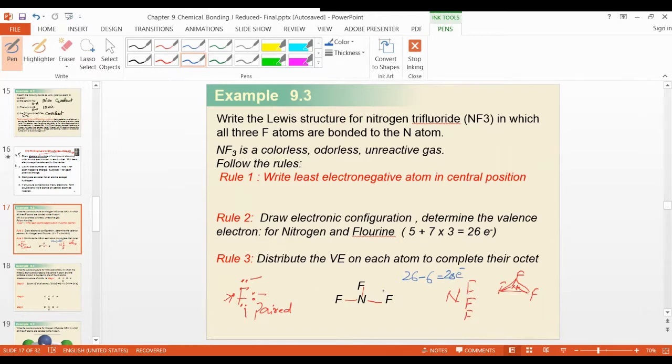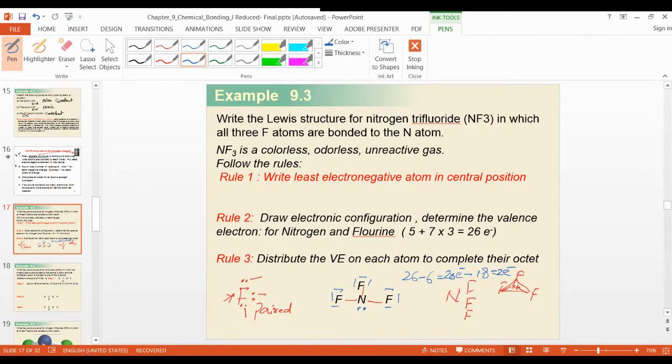After that, you have to complete the octet of the side atoms. So now you will put this one like this: 6 plus 2, 8. 6 plus 2, 8. 6 plus 2, 8. So the octet of fluorine is complete. Now how many electrons? 6 multiplied by 3, 18 electrons you distributed around the fluorine. Minus 18, you will get how many? 2 electrons left. So what will you do with the 2 electrons? Put them on the nitrogen.